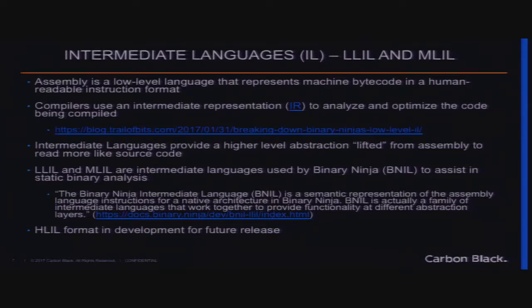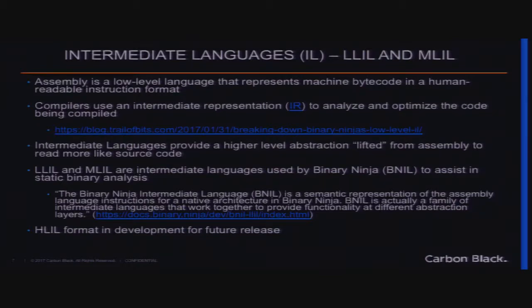But if you're not familiar with ILs, which I wasn't, honestly, I don't have a computer science background. I came from math, so I wasn't familiar with this concept, but compilers actually use this intermediate representation to analyze and optimize code that's being compiled. And again, Josh from Trail of Bits wrote a really good blog post on breaking down the low level IL. So it's a much more elegant overview of the IL for Binary Ninja than I can provide, but I wanted to give an overview as well.